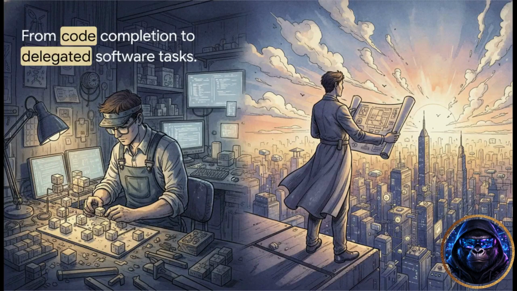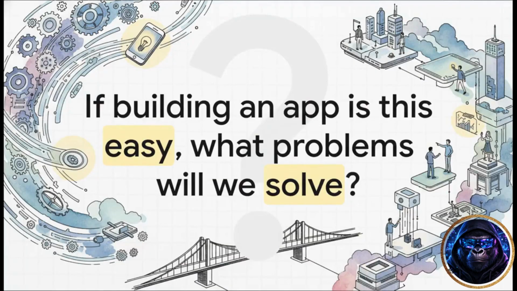And really, that's the big shift we're talking about here. We're moving from a world where AI just helps us write code line by line to a whole new world where we can actually delegate entire, complex software jobs to an AI agent. It's the difference between being a carpenter and being the architect. So that leaves us with this incredible, mind-bending question. When building an app becomes almost as easy as just describing what you want, what kinds of problems, big and small, are we finally going to be able to solve? What are you going to build first?